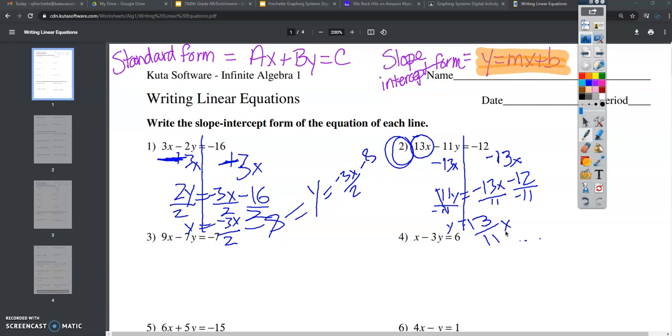Now, Jamari, what's going to happen when we do negative 12 divided by negative 11? A decimal. We could get a decimal. Do we want a decimal? No, we're just going to keep it in fraction form. So what's a negative divided by a negative? A positive. So yeah, it's just going to turn into positive 12 over 11.